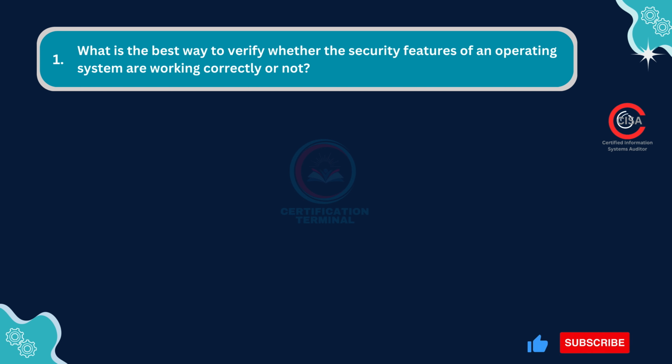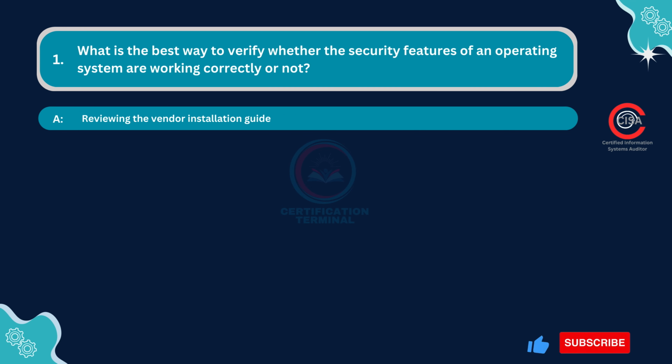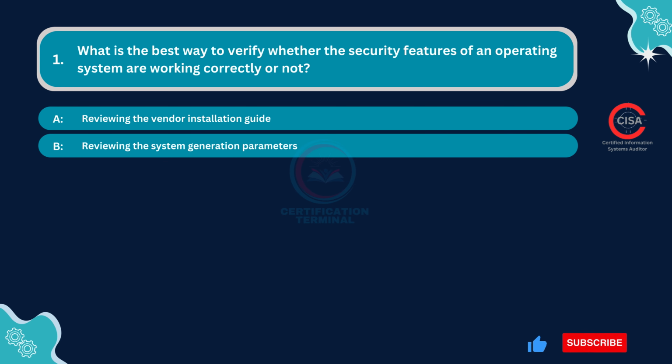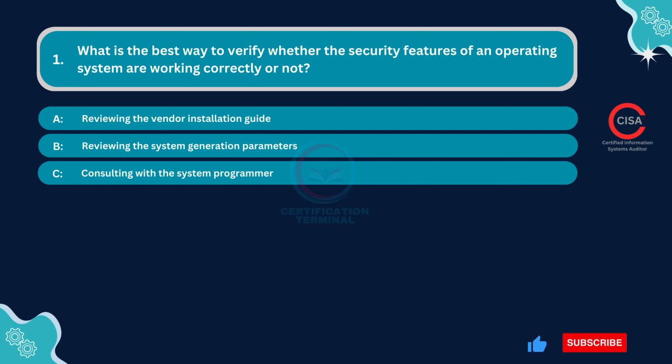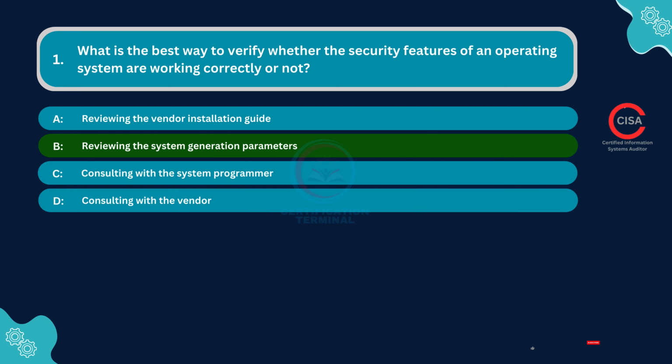Question number 1. What is the best way to verify whether the security features of an operating system are working correctly or not? Option A. Reviewing the vendor installation guide. Option B. Reviewing the system generation parameters. Option C. Consulting with the system programmer. Option D. Consulting with the vendor.